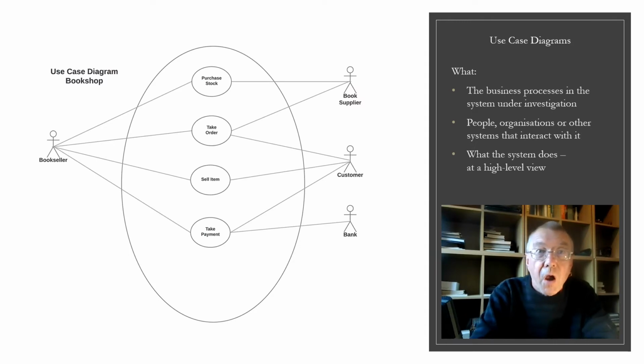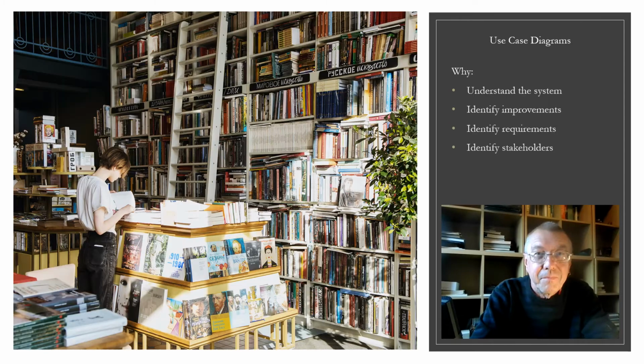A quick review of what a use case diagram is. It shows the business processes within the system under investigation, the people or organisations or other systems that interact with it, and overall how the system works at a high level. The purpose of a use case diagram is to understand how a system works, also to identify any potential improvements or requirements for a future system, and it also helps to identify the stakeholders, the people who will be using the system.